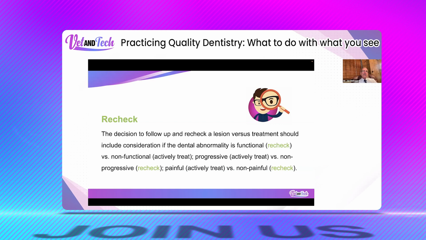Then you consider if the lesion that you see is progressive, which many feline tooth resorptions are, even though they're not painful at that time, but it's getting to that point that they're going to be exposed to the oral cavity, you want to actively treat. But if it's non-progressive, like certain diseases that just stay there, that aren't going to really cause any problems, then you can recheck it. And then last goes for painful to actively treat versus non-painful. And that winds up being a real important concern.